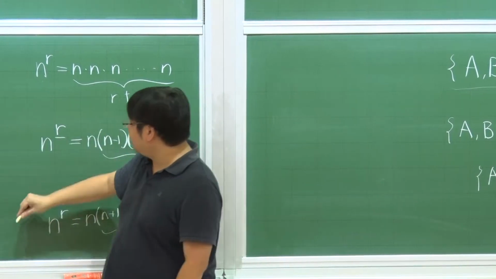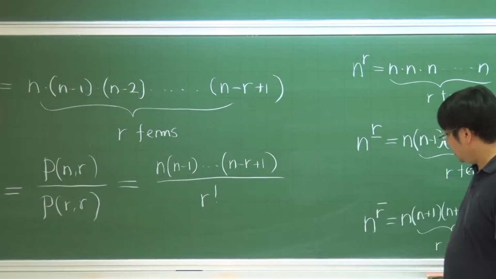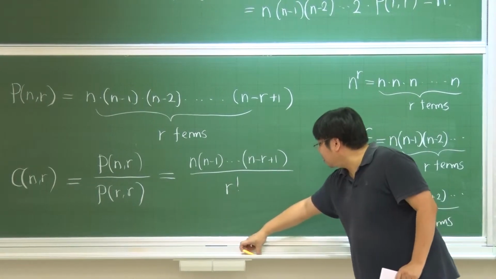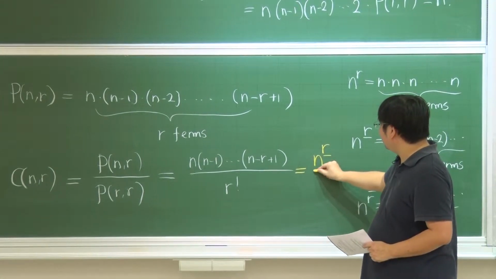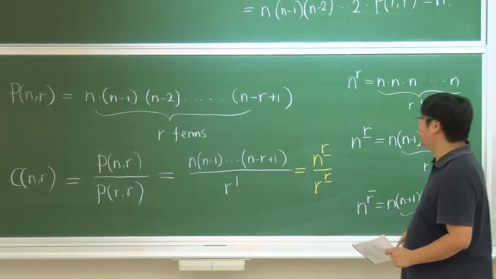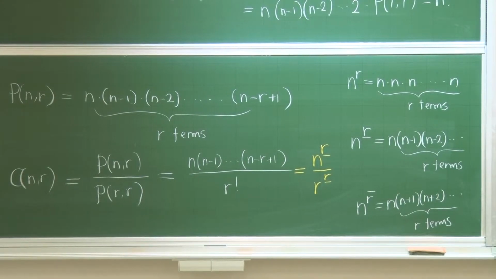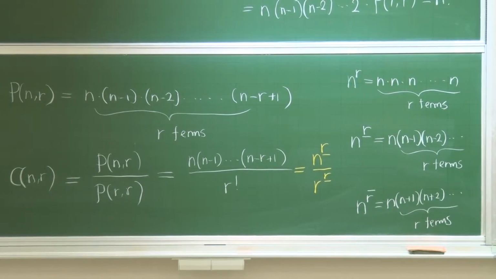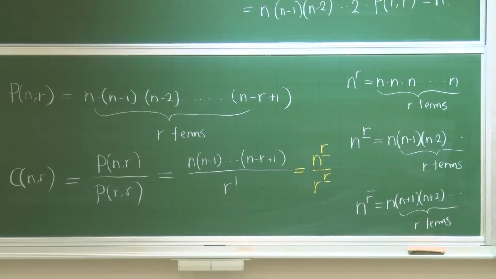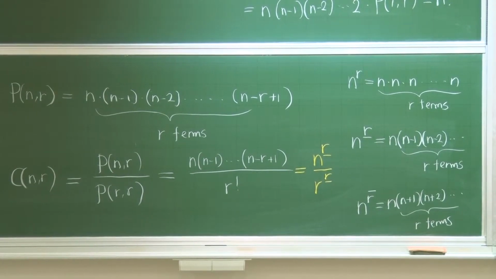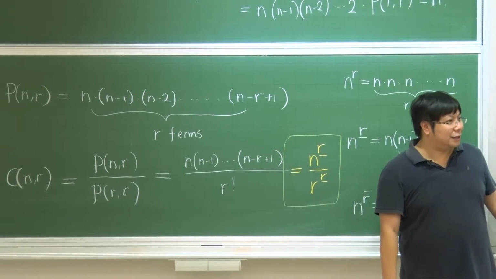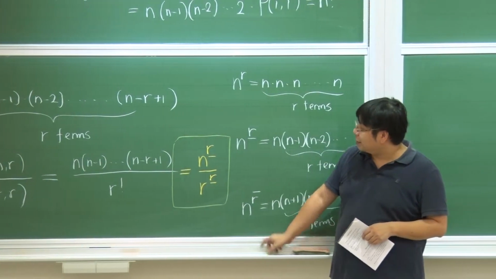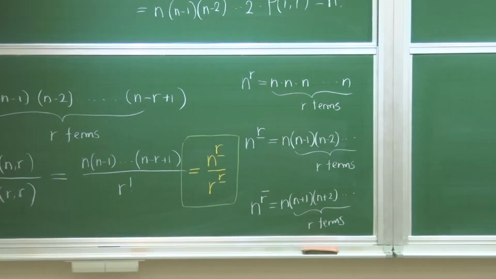Okay, now using this notation, this one is equal to n to the power r falling divided by r to the power r falling. So this is the CNR. You have n falling for r terms, and then divided by r falling for r terms. Is that okay? This is just a notation, but it will be useful when we later study the binomial coefficient. So this is something that I want to tell you.